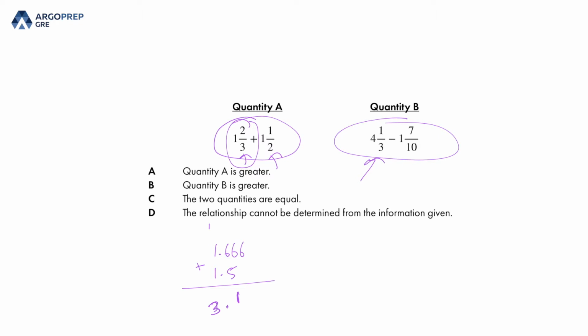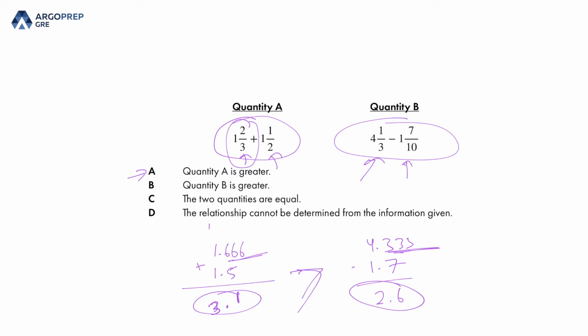Now we have 4 and 1/3. 1/3 is just 0.333, so that's going to be just 4.3 minus 1.7. 4.3 minus 1.7 is 2.6. So as you can see clearly, 3.1 is bigger than 2.6. We don't have to take the actual numbers into account here for the hundreds place and thousands place because the two answer choices are significantly different, and clearly we can see that answer choice A is correct. Quantity A is greater. Let's go ahead and take a look at another question.